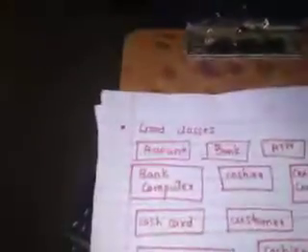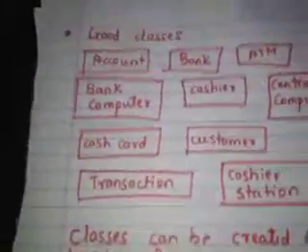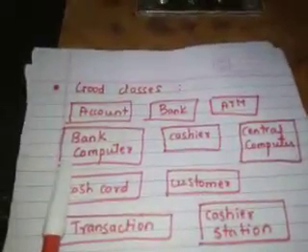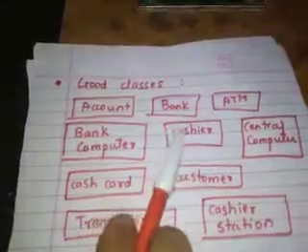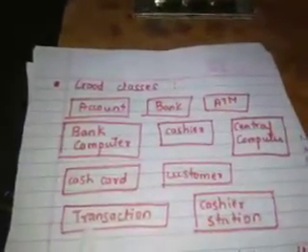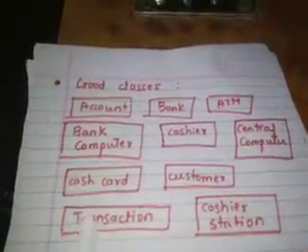Now when I have removed all the unwanted and unnecessary classes, I will be left with those classes which have a correct meaning to my application, like account, bank, ATM, cashier, right? Like this, I'll be left with only a few classes which are actually related to my application.